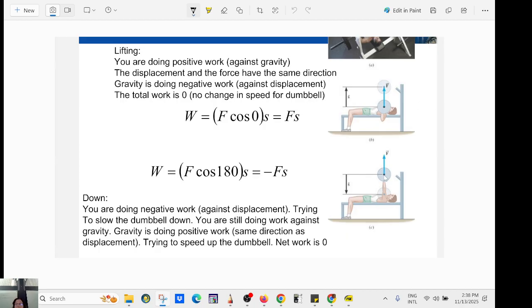Now you go down, but usually you have to do it at a constant speed, because if it goes too fast, the outcome might not be very good. If you go down, the work by you will be negative because you try to slow it down. But the work done by gravity is positive because it's trying to accelerate, right?